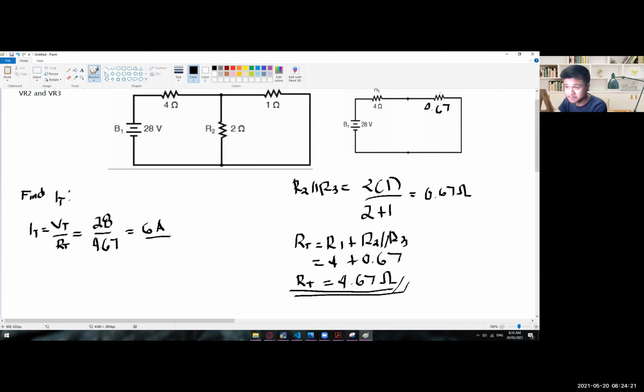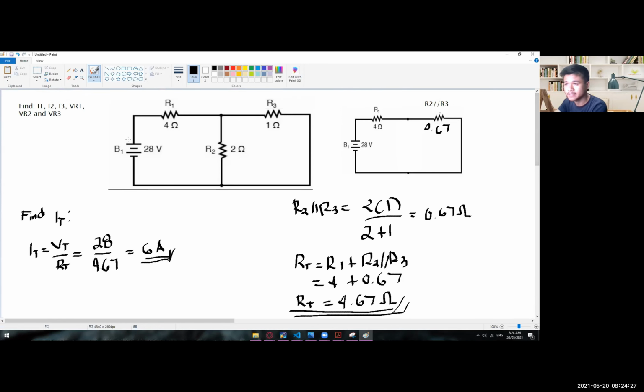This one is 6 amps, okay, not ohms. All right. So from here, we could already see that we have here 6 amps, and then right here for the I1, this one is now having a current of 6 amps. So I1 is already answered. But at this point, we don't know since they will split. Some of the current will go to R3 and then some of the current will go to R2.